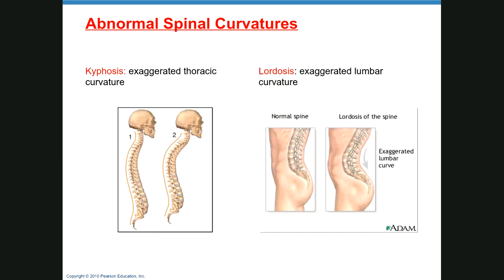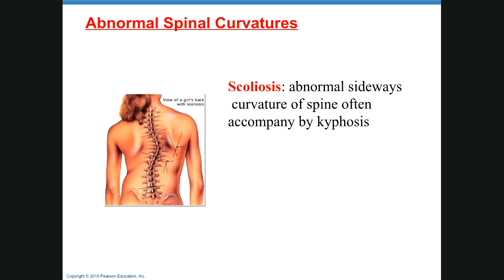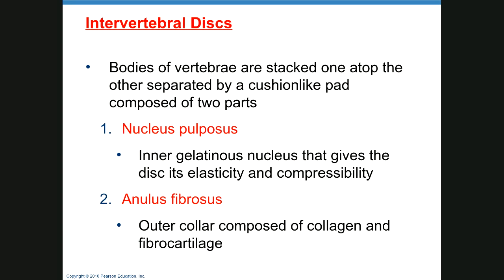Now, abnormal curvatures of the spine. Kyphosis is an abnormal thoracic curvature. Lordosis is an abnormal lumbar curvature. Scoliosis is an abnormal S-shaped side-to-side curvature. So you should know the curvatures of the spine.